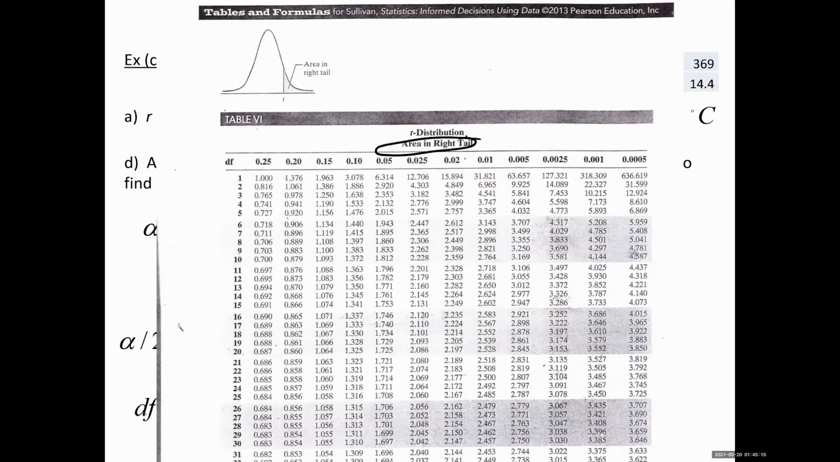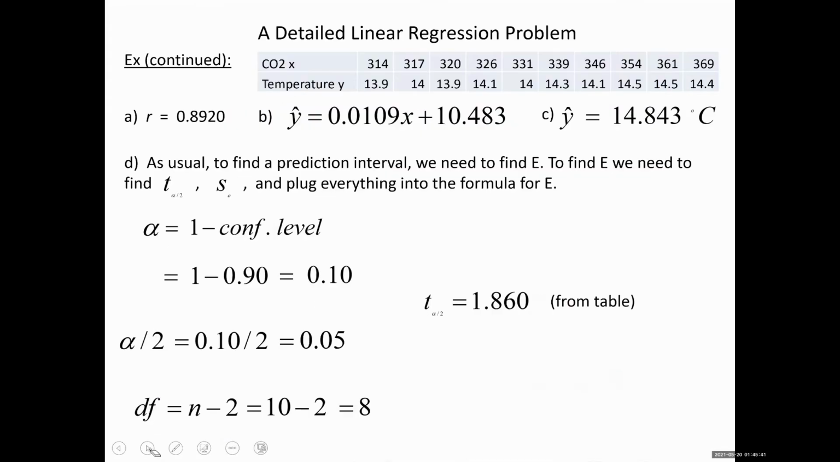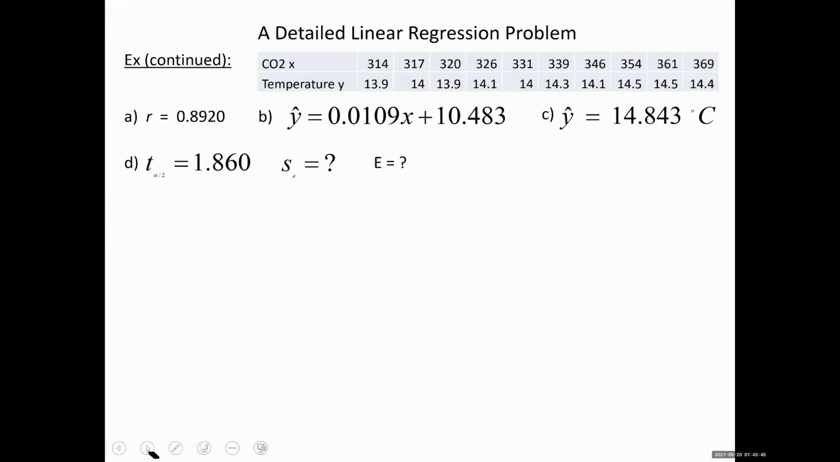Area in the right tail, 0.05. Degrees of freedom is 8. You go like this and like this. And the answer is 1.860. Okay, so that's the number that goes here, 1.860. So you find T alpha over 2 first. Make sure you draw a picture. Okay, so you find T alpha over 2. So there's the answer.